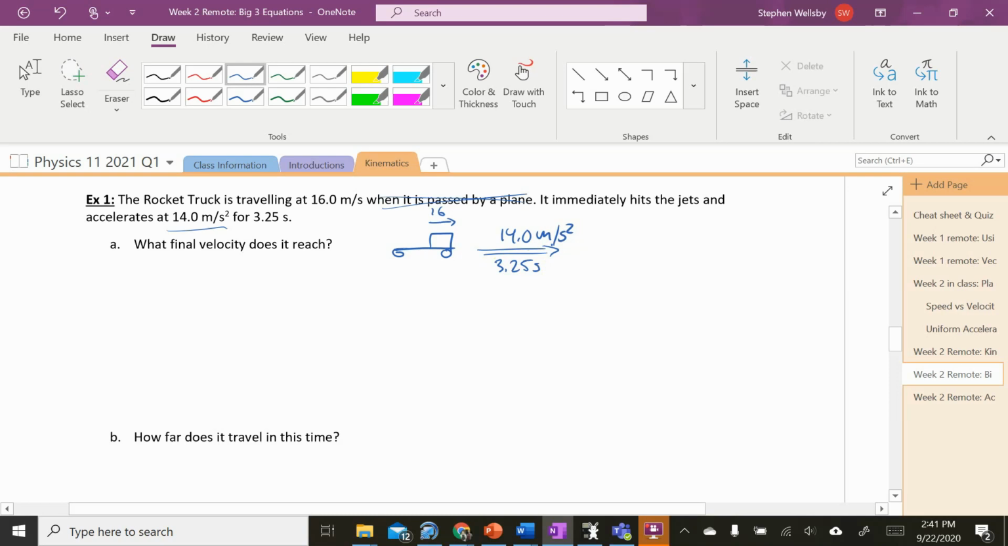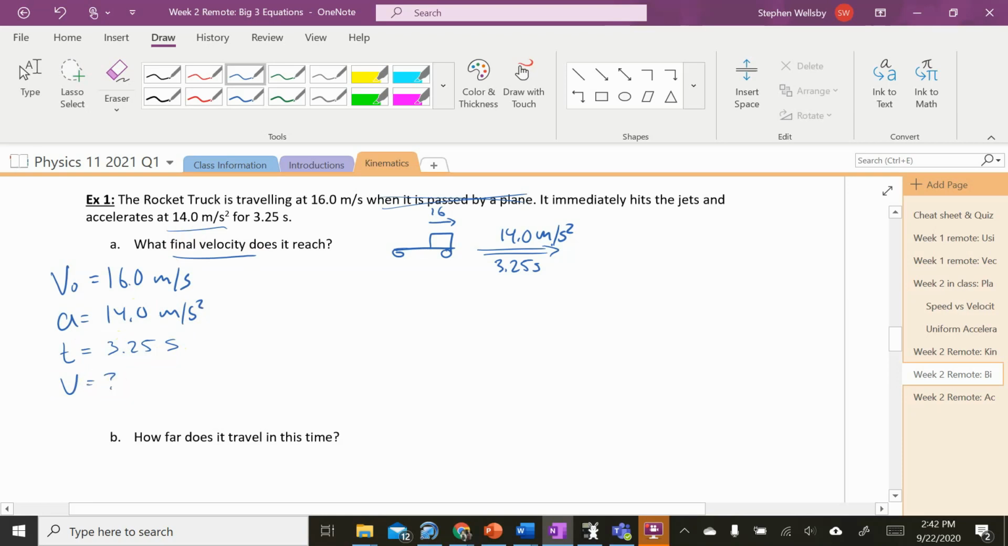So let's take a look here. This is our drawing. We've just got a rocket car that's getting faster. Not the most important drawing, but let's see what we have for our information. V naught, what is that going to be? Well, that's our initial speed, which we said was 16 meters per second. What else do we know? We know the acceleration is 14.0 meters per second squared. We know t is equal to 3.25 seconds. We're trying to find, in this case, the final velocity. So this is our question here.